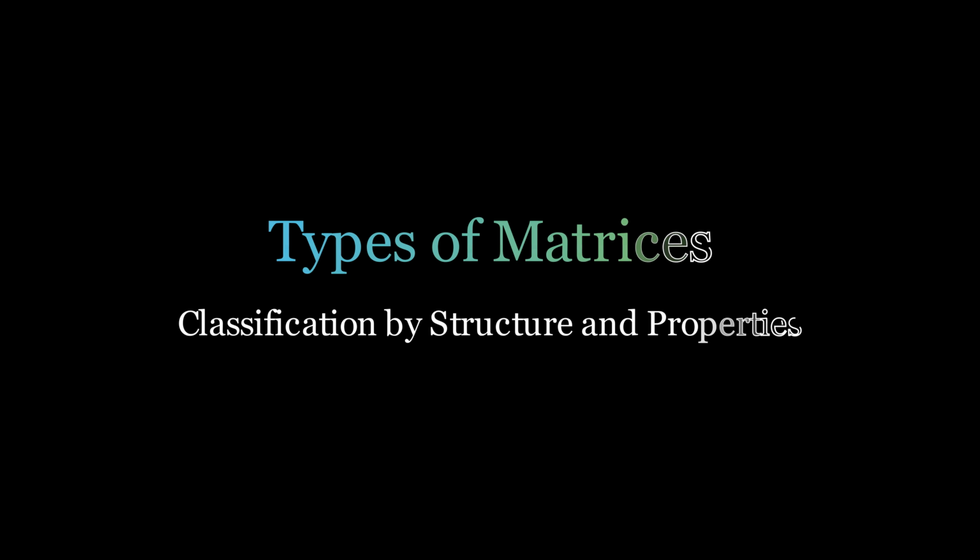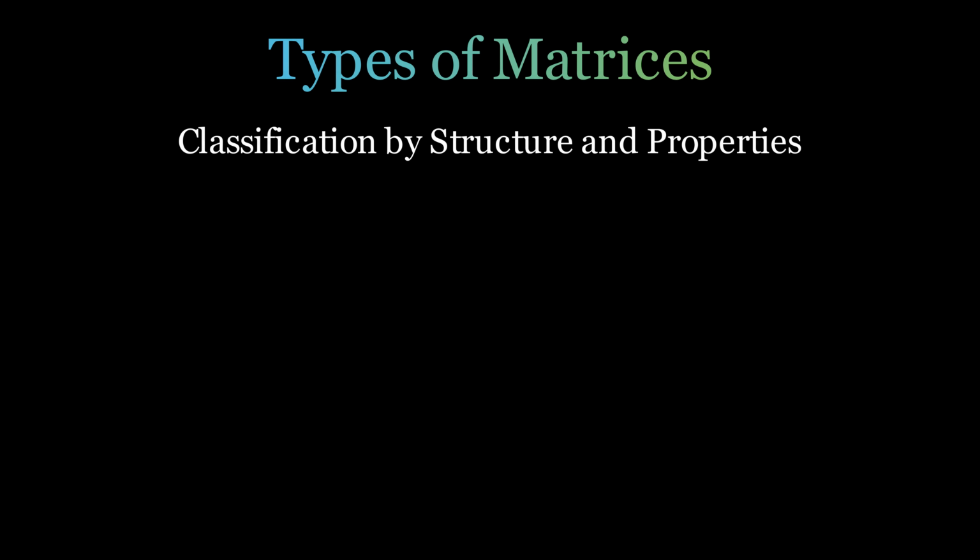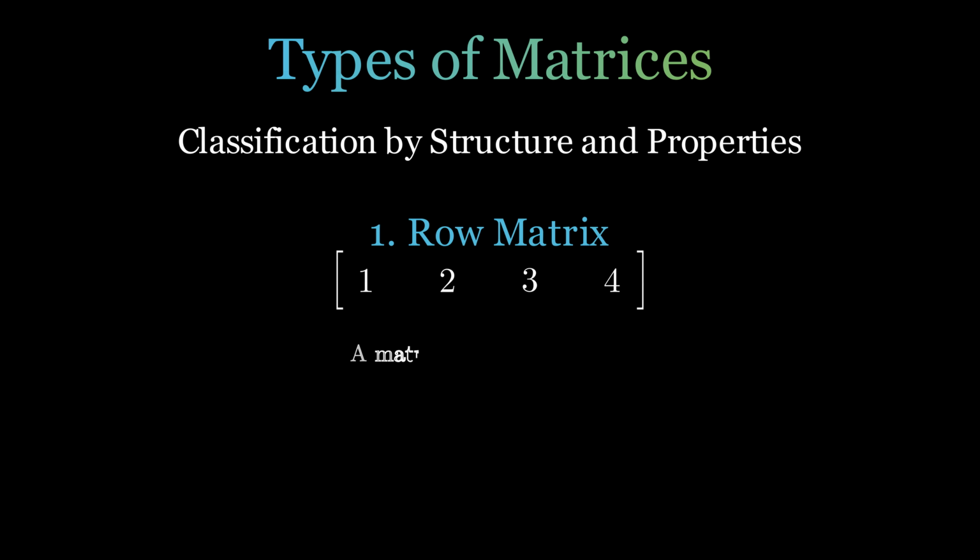Matrices come in various types based on their structure and properties. Let's explore the most important classifications. First, a row matrix. As the name suggests, this is a matrix with just one row. It's essentially a horizontal array of numbers. Row matrices are often used to represent vectors in row form.